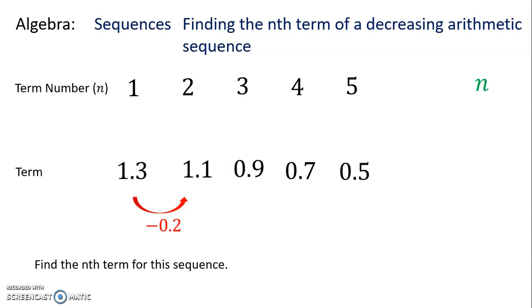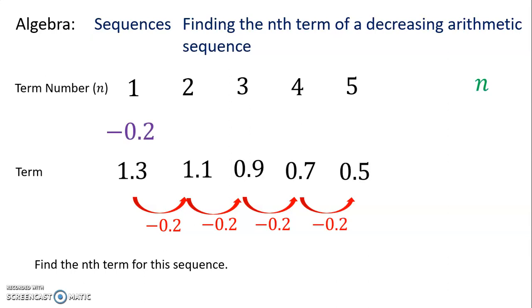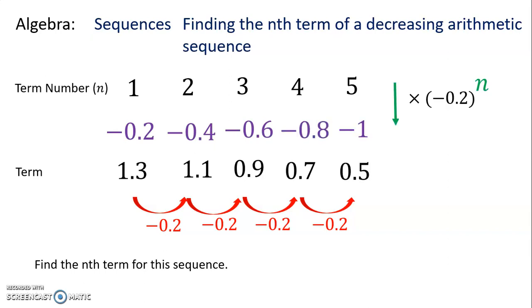Okay, so you should have found that we are subtracting 0.2 every time. So I want to compare to the negative 0.2 times table. So negative 0.2, negative 0.4, etc. And I'm multiplying by negative 0.2. So my nth term is negative 0.2n.